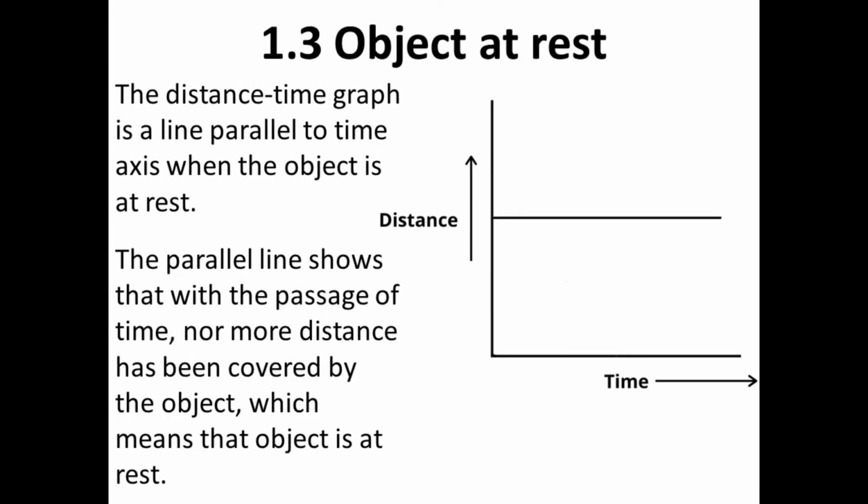Next is the distance time graph for an object at rest. For an object at rest, the distance time graph is a line parallel to time axis. The parallel line shows that with the passage of time, no more distance has been covered by the object. And no more distance is covered means that object is at rest.